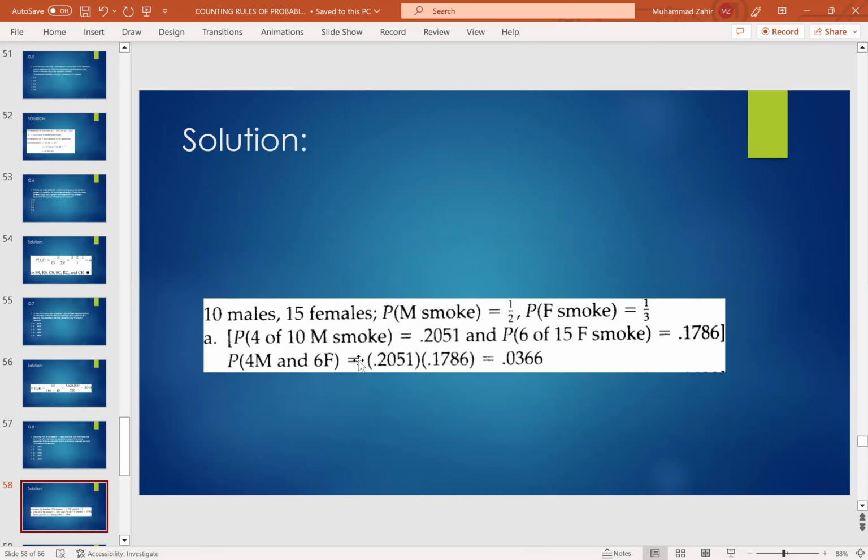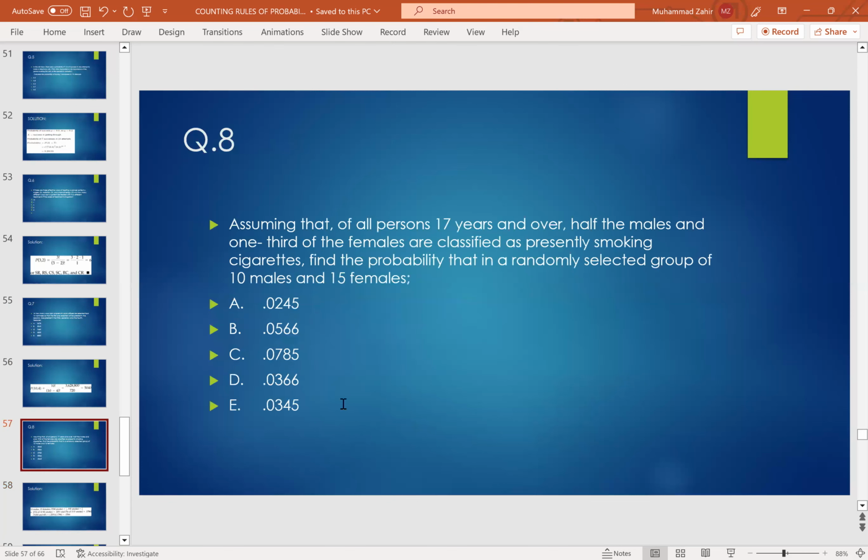So P is 4 of 10 smoke, the value is this, and P 6 of 15 smoke, the value is this. So 4 into 6, we multiply them, the answer would be 0.0366. Option D.